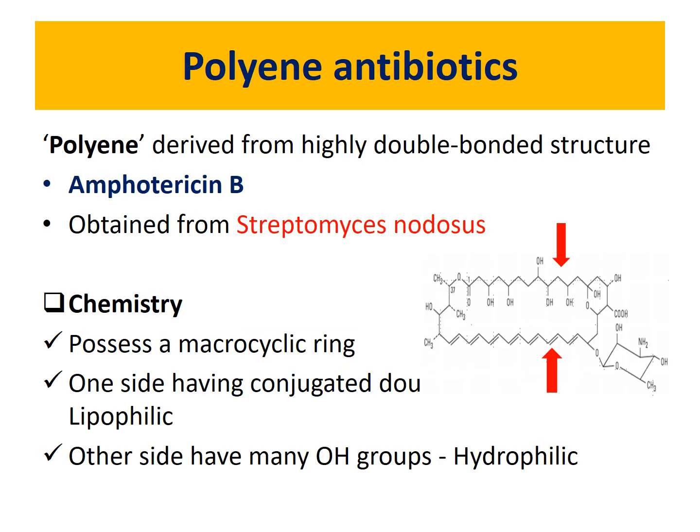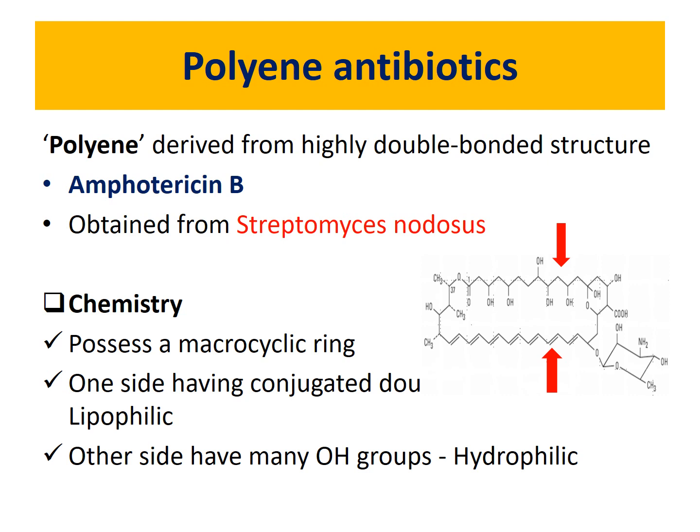The first one includes antibiotics. Under the antibiotics, the polyene group. Now, the polyene group is derived from a structure with many double bonds. The main drug under polyene derivative antibiotics is amphotericin B. It is obtained from Streptomyces nodosus.